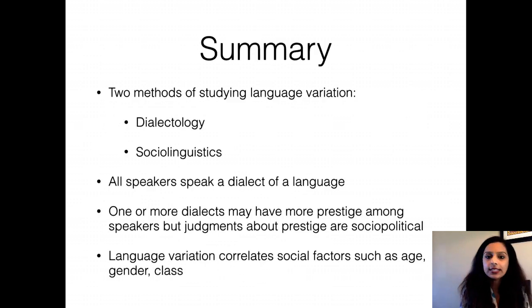Just to summarize language variation, there are two methods of studying it: dialectology and sociolinguistics. We all speak a dialect, we all speak with an accent, and language variation correlates with many factors such as age, gender, and class. The reason some dialects have more prestige than others is because of socio-political reasons, and the language and dialect distinction is completely arbitrary.